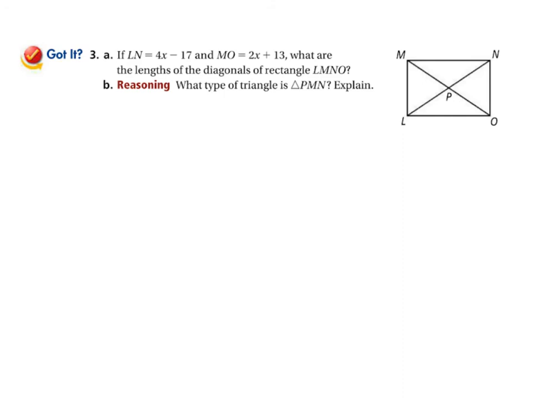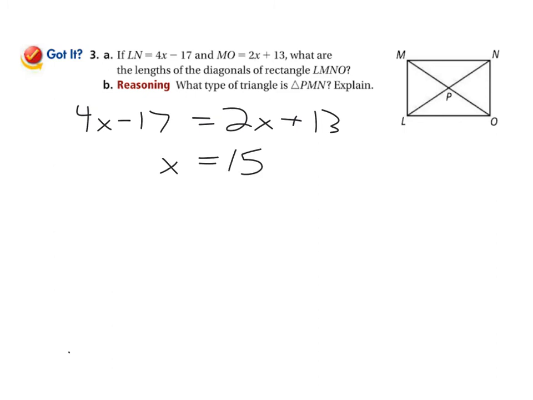Okay, so we know that because they are the diagonals of a rectangle, they told us that it's a rectangle here. We can set those amounts equal to each other. So 4x minus 17 equals 2x plus 13. You should know how to do this algebra. And when you juggle this around and you solve for it, you get x equals 15. That is not the answer. You need to plug it back in.